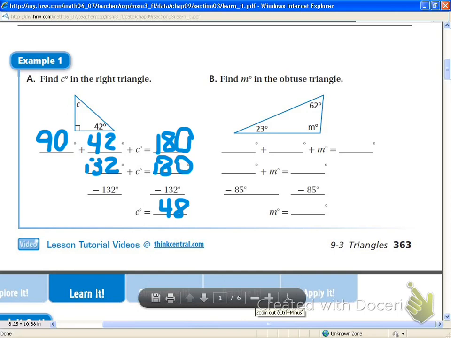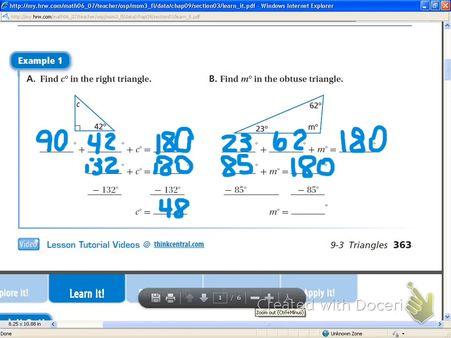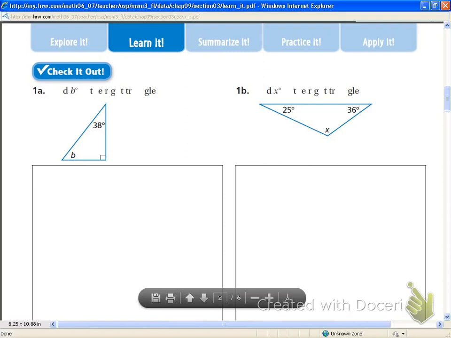Okay, letter B, we're going to find the measure of angle M. So we know that how many degrees are in a triangle? 180. Excellent. So if we put 180 here, what are the two angles that they give us? 23 and 62. 62 and 23. Excellent. What do I get when I add 62 plus 23? It's 85. That is correct. Subtract 85 from both sides. 180 minus 85? 95. That is correct.